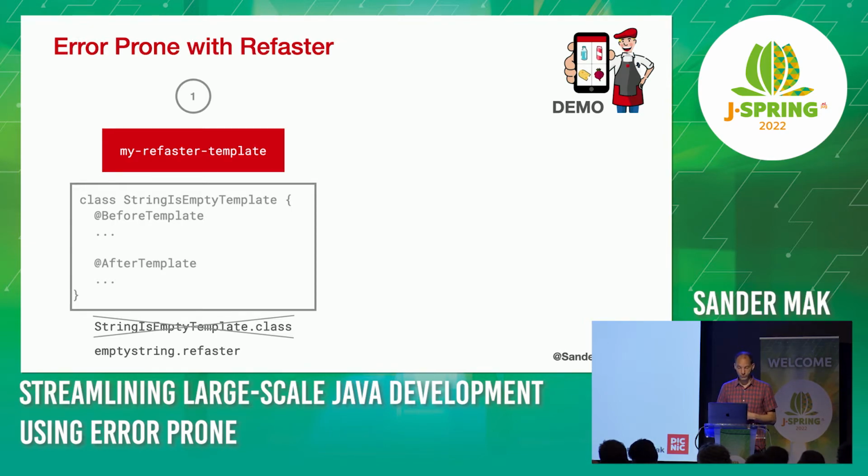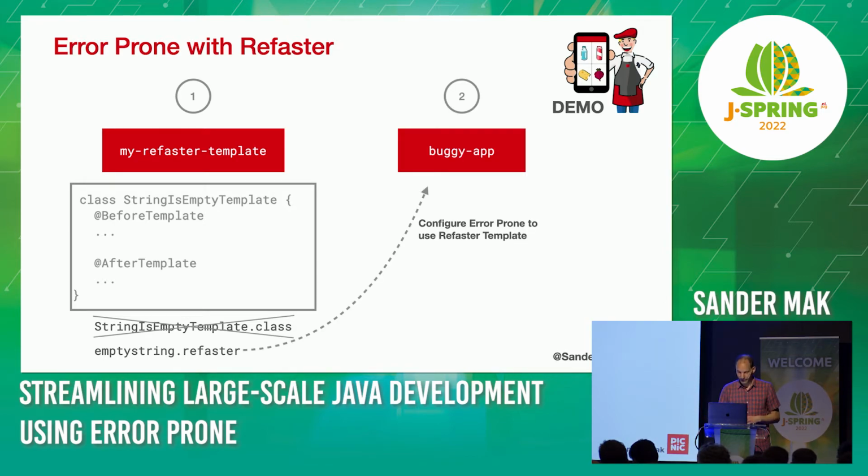So the goal here is to be able to, in concrete Java syntax, define the before and after, turn that into a Refaster file, and then we're going to feed this Refaster file into Error Prone, and it can be used to do the same sort of rewriting that we just saw, but now in this case not based on a BugCheck implementation, but just based on this before and after template. So let's have a look at that.